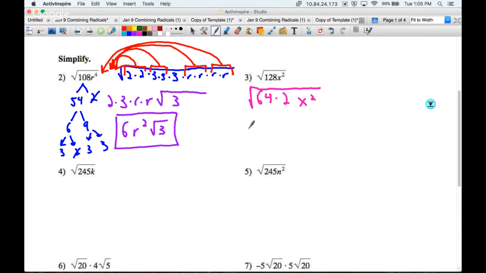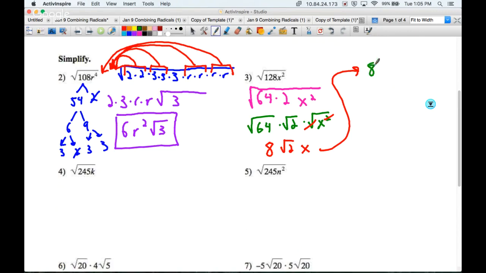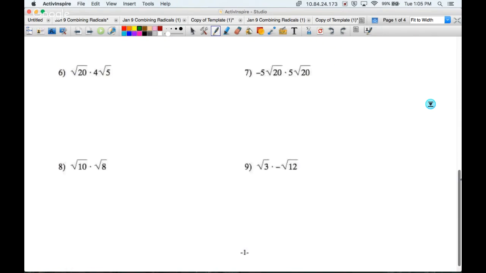So now let me use the product property to distribute the square root, make it the square root of 64 times the square root of 2 times the square root of x squared. Square root of 64, that's just 8 root 2, and then this square negates the square root, and we're left with just an x. That final answer is 8x root 2. All right, let's skip down a few.